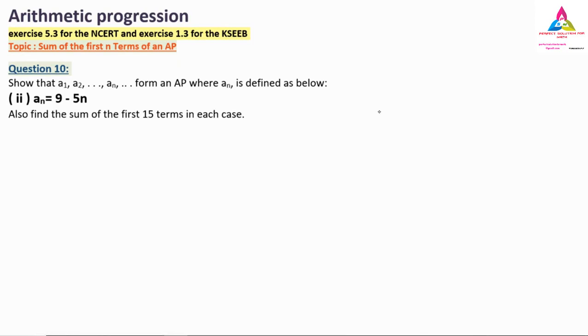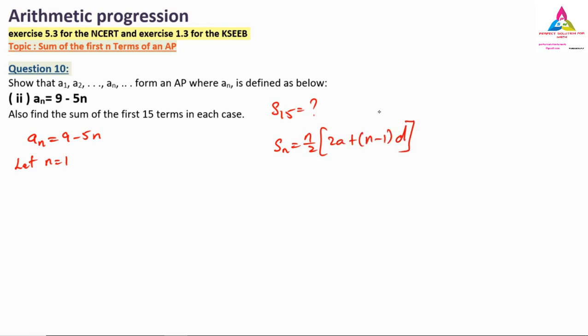Now what we have to do? The same procedure. First we write down an is equal to 9 minus 5n. They have told you to find S15, that I will write on this side, and we have to follow the same steps. Let n is equal to 1, because we have to find a1, a2, a3. We want to find the d value, then we have to find the a value, because we know the Sn formula. Again, if you want, I can write down the Sn formula, n by 2 into 2a plus n minus 1 into d, or one more formula we have, that also we can substitute. I will go with this formula first, then I will move on to the one more formula.